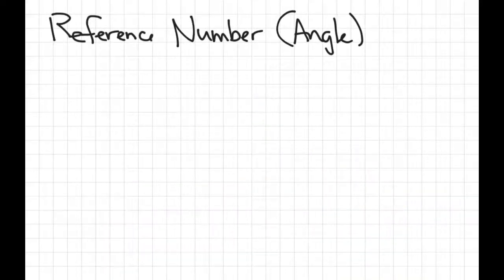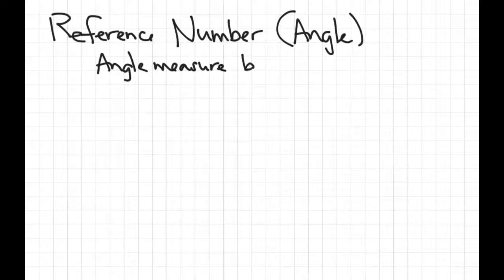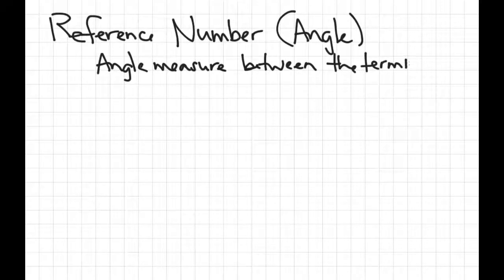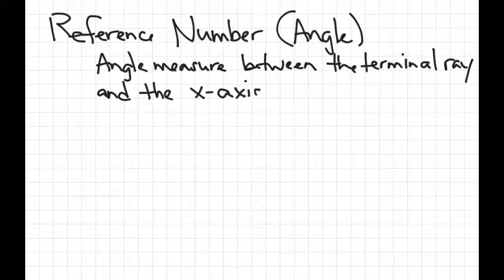I mentioned this phrase just a moment ago, something called a reference angle, or our textbook calls it a reference number. I'm used to calling it a reference angle. The reference number or angle is going to be the angle measure, whether it be in radians or degrees, between the terminal ray and the x-axis. And just to make this easy, I'm going to show you an example in degrees because it's easier to work that way.